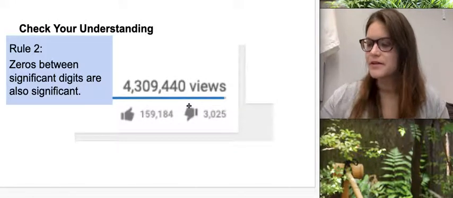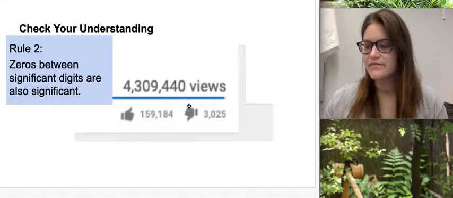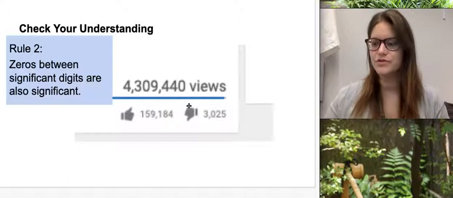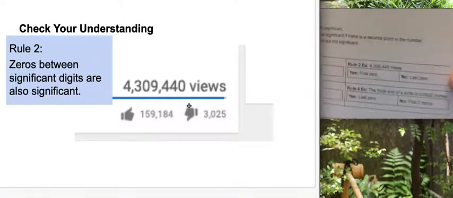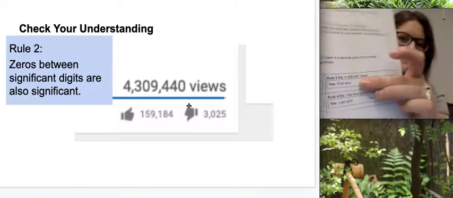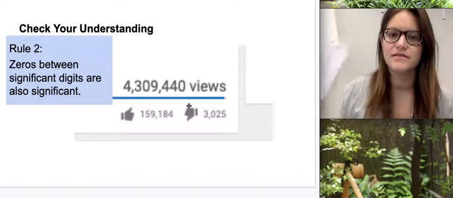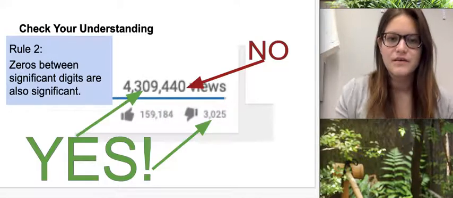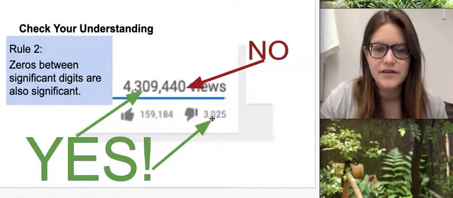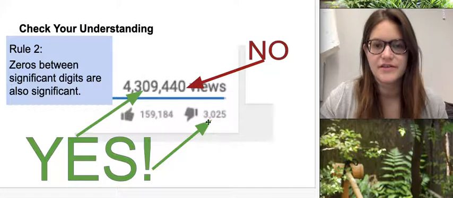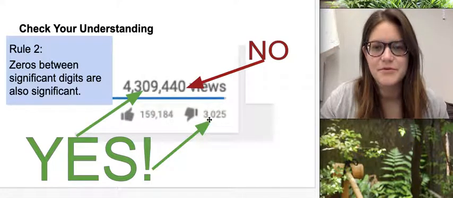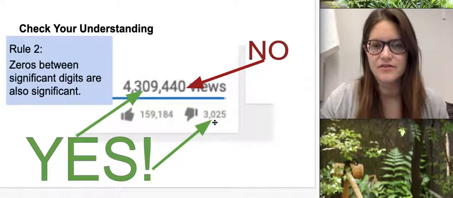So please, for that example, write yes for the Rule 2 example. The yes one is the first 0, if you can see that, and the last 0 is not significant. Also, this 0 down here in the dislikes is between these, so it is considered significant down here as well.